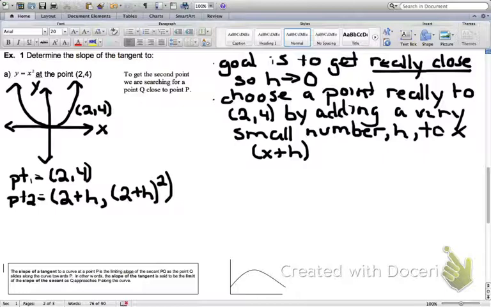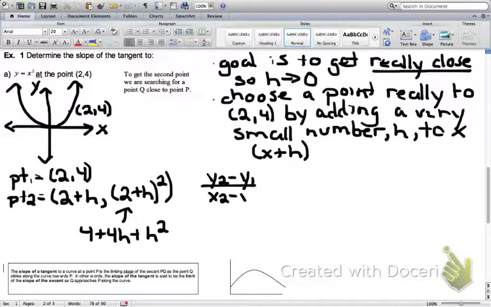Now if we were to expand that, that would actually be equal to 4 plus 4h plus h squared. I'm going to assume that we all remember how to expand. So next we're going to look at the slope. Remember, our slope is just equal to y2 minus y1 all over x2 minus x1. So we can use our 2 points here and sub them into our slope equation.